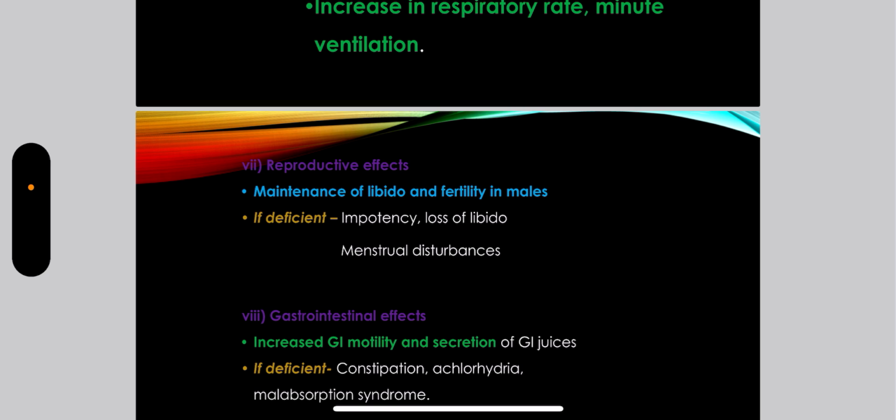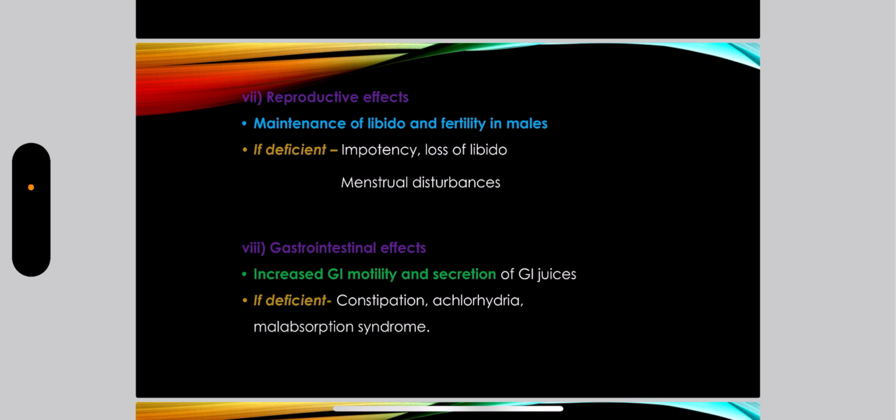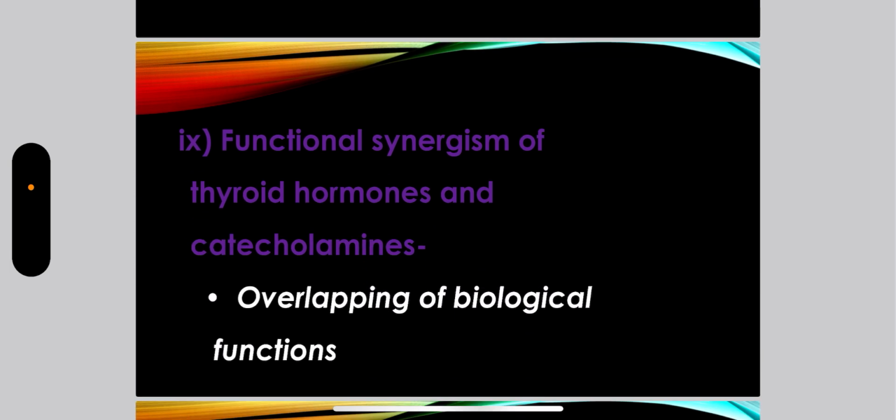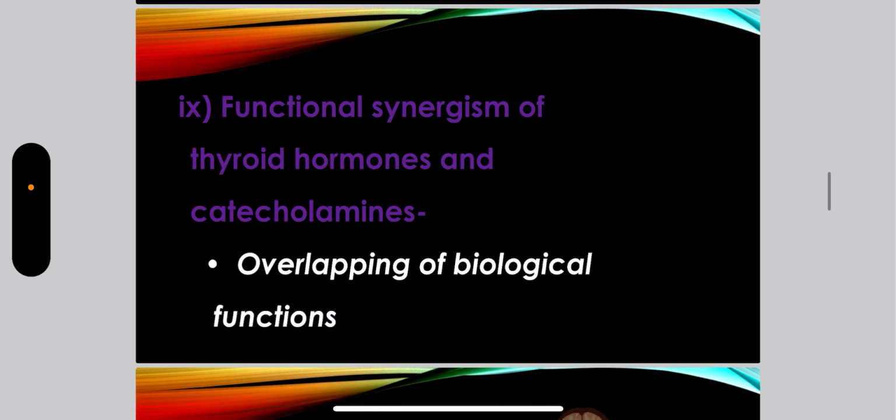GIT: it increases the motility and secretion of gut and secretion of gastrointestinal juices. Another very important action, there is functional synergism of thyroid hormones and catecholamines. Because thyroid hormones modulate the beta adrenergic receptor response to catecholamines. So there is overlapping of their biological functions.